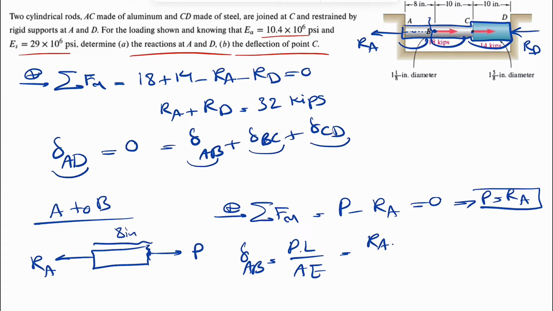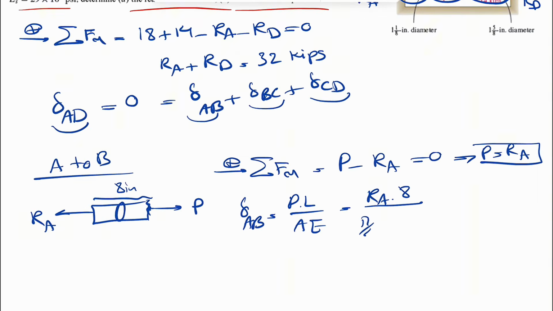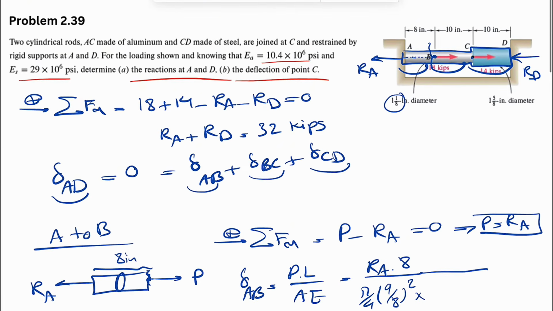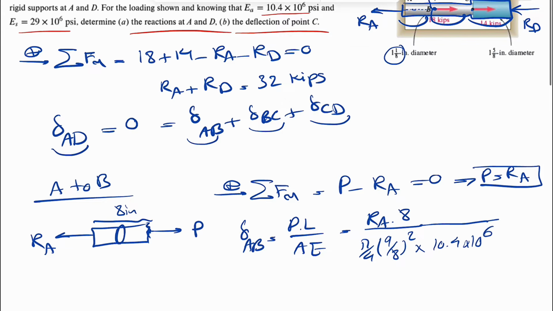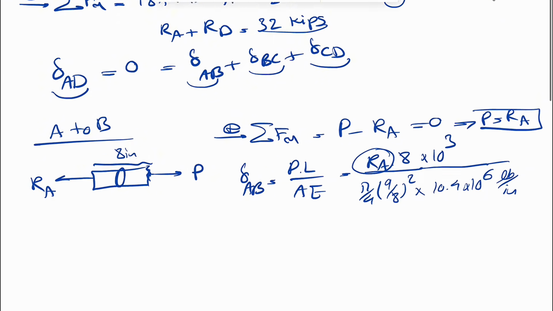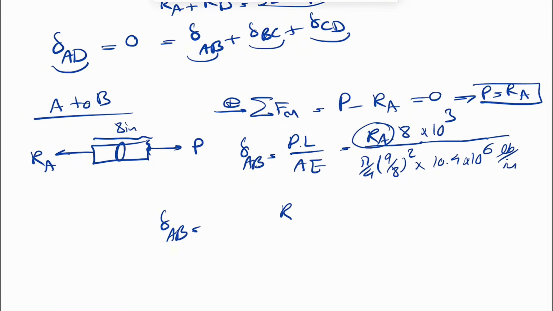The length is 8 inches, so 8 over the area. We have the diameter for the rod, so the area is pi divided by 4 times the diameter squared, where we have 1 and 1/8, so 9 divided by 8, squared. The elastic modulus would be that of the aluminum, which is 10.4 times 10 to the 6 psi, or pounds per inch squared. Keep in mind that our force in here is going to be in kips since we have all other forces in kips, so we're going to use 10 to the 3 in here, and that's going to give us delta AB based on RA.